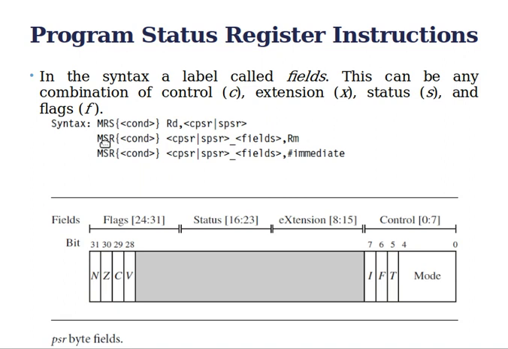Going to the second syntax, these refer to the write operations. So we can either write from a register or we can directly write an immediate value. One more difference you can find is that there are fields given here, which means we can write data to the flag, the status, the extension or the control field. That's why again it's an optional field here. You can either mention it or not mention it.